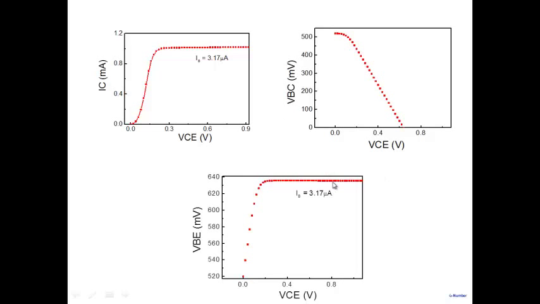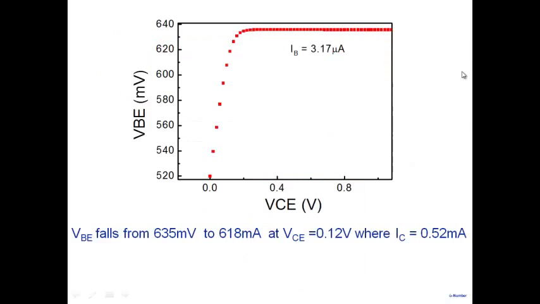Can you see what is happening? The base emitter voltage here is constant, but as the collector current starts to drop, what is happening to the base emitter voltage? Can you see here? Dropping. The base emitter voltage is dropping. So as the current is dropping, the base emitter voltage is dropping. What does it imply? Less electron injection into the base. Okay, so let me blow it up and show you how it decreases.